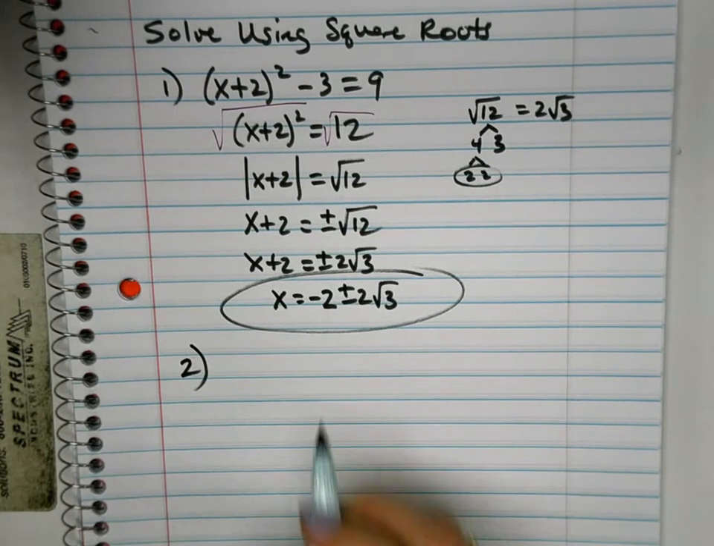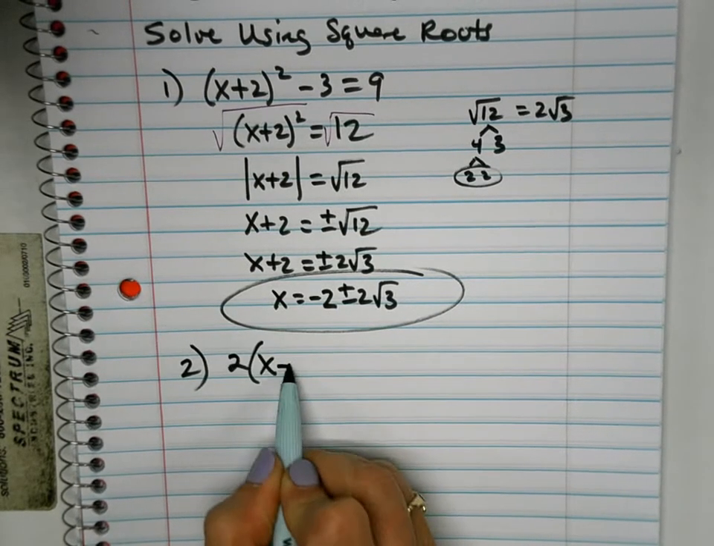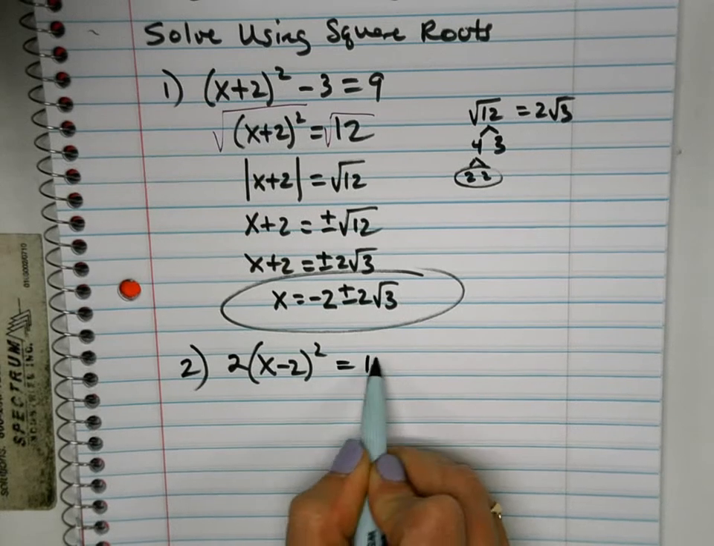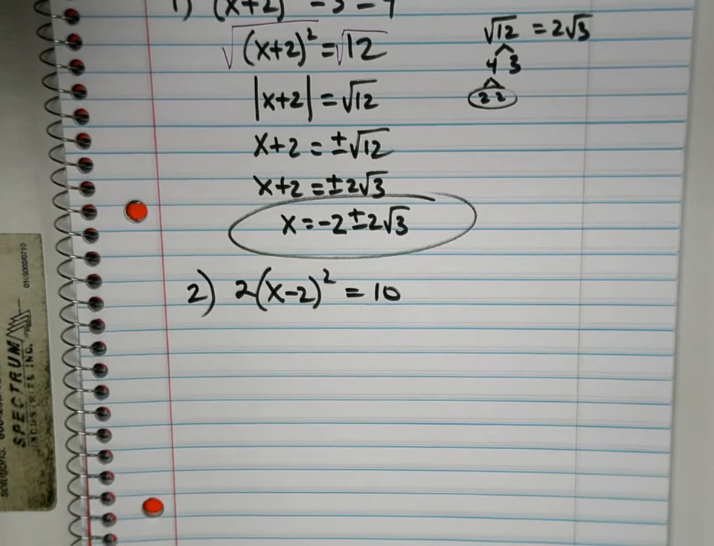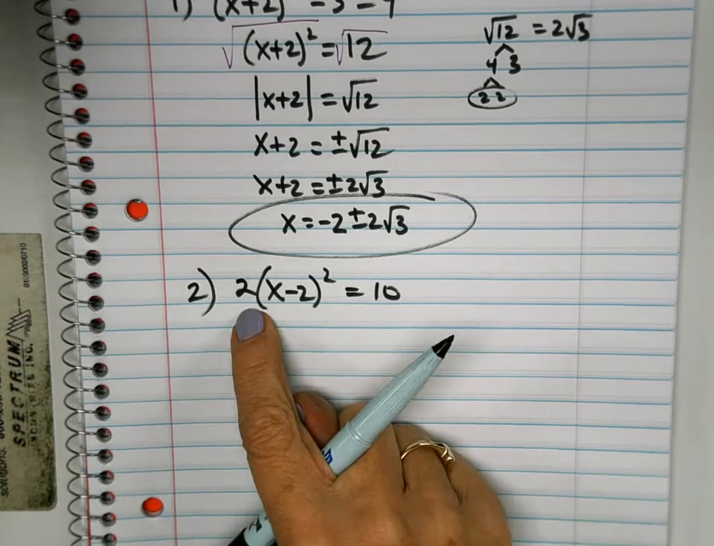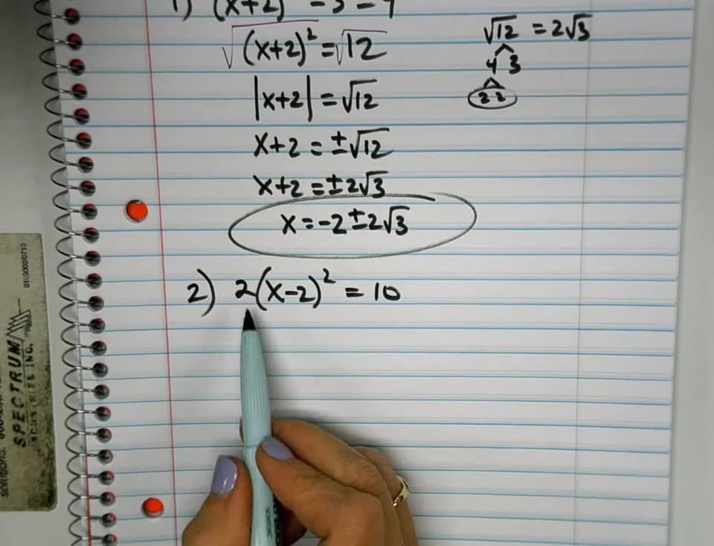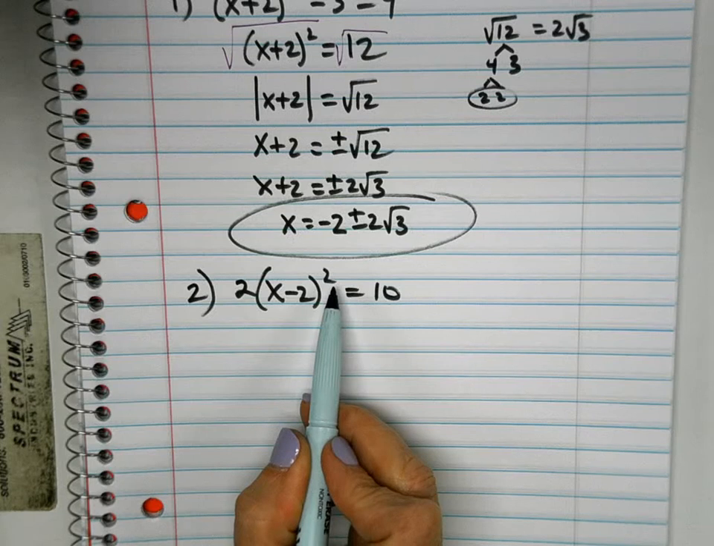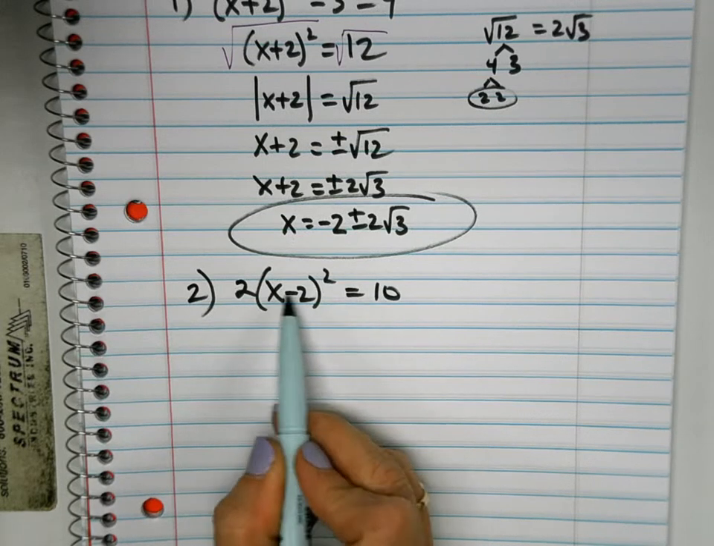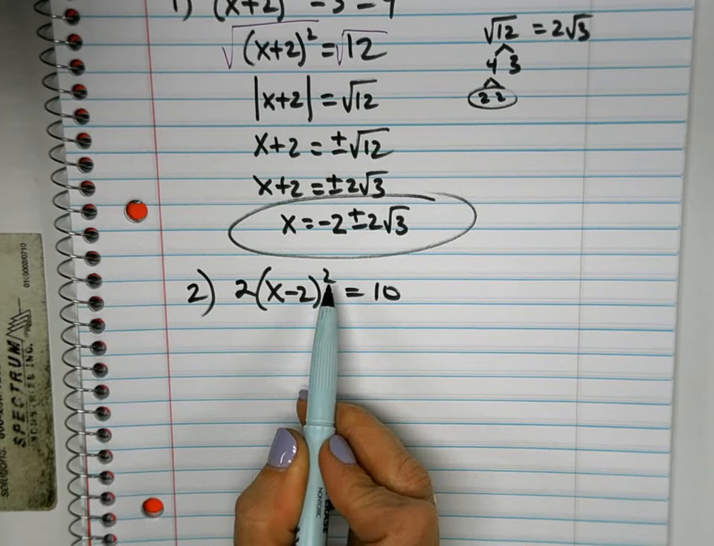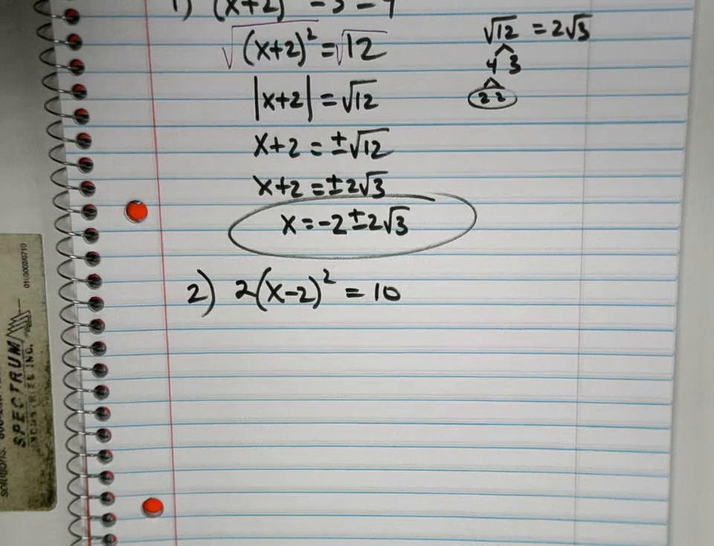Let's try another one. 2 times the quantity x minus 2 squared equals 10. Okay? The first thing you want to do if you're going to solve this by square roots is get that perfect square thing, that quantity squared, all by itself. So to do that, I'd need to get rid of the 2. How would I do that? You can't distribute in if this is squared. If this quantity is being raised to any other power, you'd have to do something to the 2 to be able to do that. We'd have to take the square root. I don't want to do that.